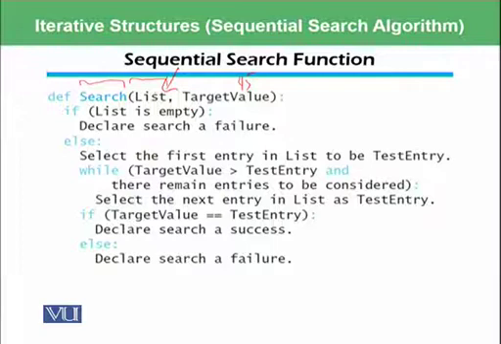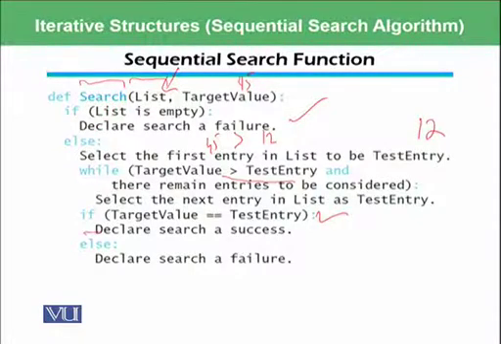This may also happen, that there is no list provided by the user, then we declare the search a failure, that's it. Else if the list is not empty, then select the first entry in the list, as we discussed, we have selected 12, the first one, and while 45 is greater than 12, this statement keeps on executing until we find 45 is equal to 45, and we declare the search result as a success.